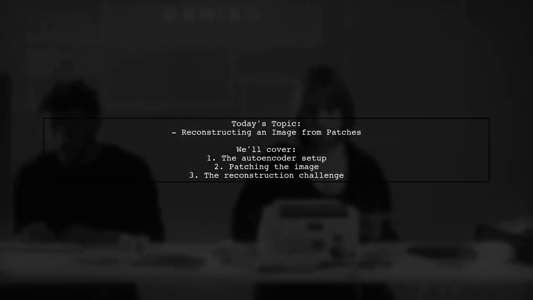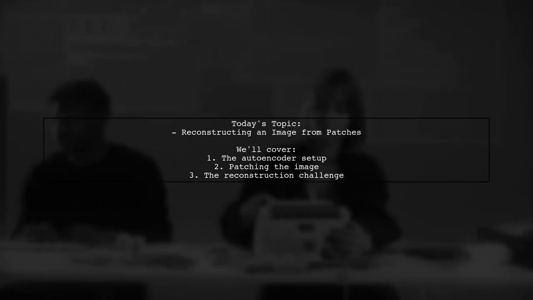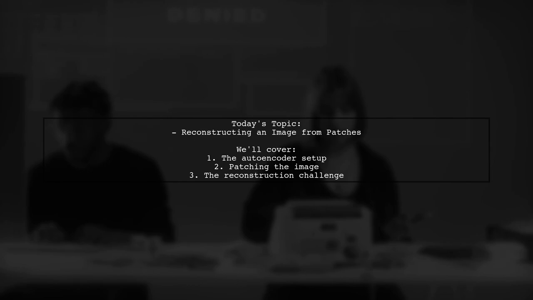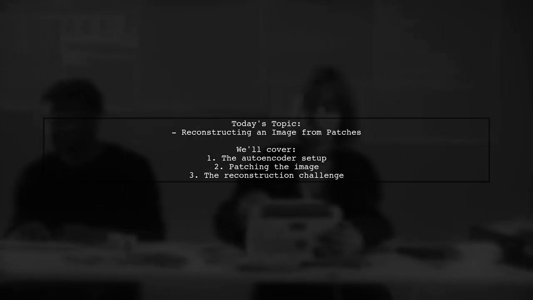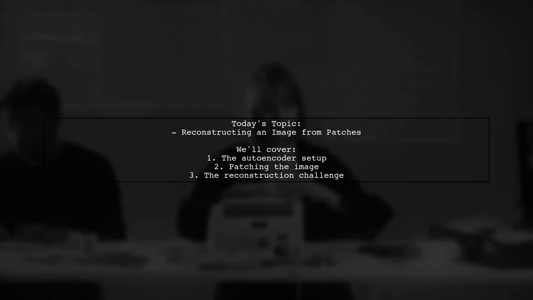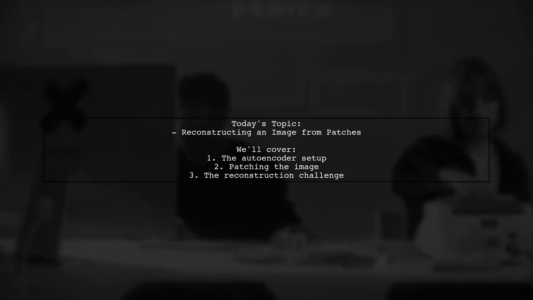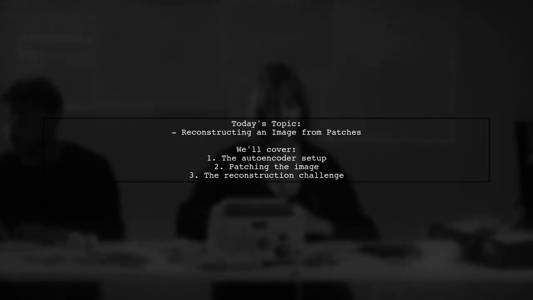Today, we're diving into a fascinating challenge in the world of image processing. Our viewer is working with an autoencoder that takes an image as input and produces a new image as output. But there's a twist. They are splitting the input image into smaller patches before feeding it to the network. The big question is, how do you reconstruct the original image from these patches after processing? Let's break it down.